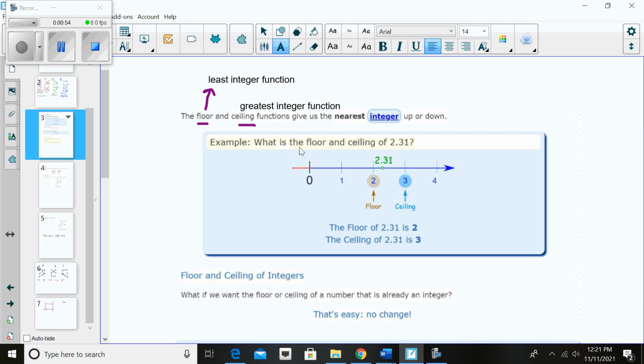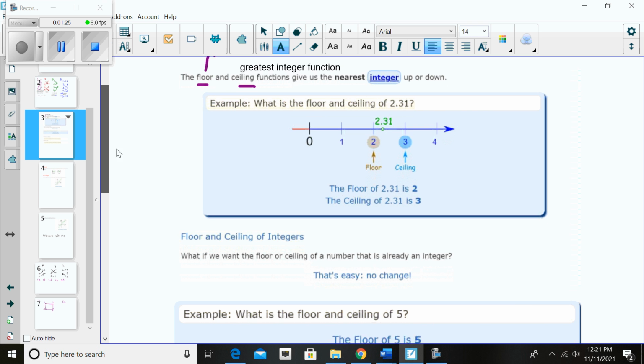Okay, so here you're being asked, what is the floor and ceiling of 2.31? The least integer function or the floor function is just, what is the closest integer less than or equal to 2.31? And then the ceiling function or greatest integer function is, what is the next greatest integer? Okay, so not a hard concept. It's really just learning the symbols and what it means.